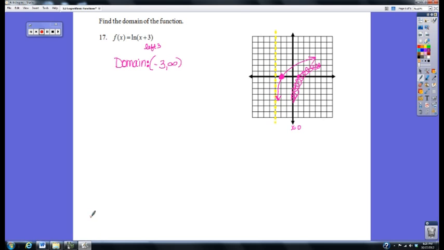And that is our last example for section 3.3. Scratch that, not 3.3. We just finished 3.2. 3.3 is coming up next.